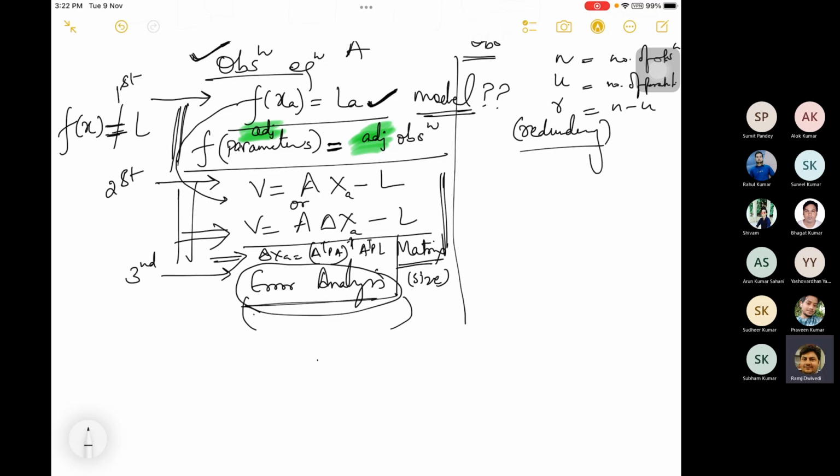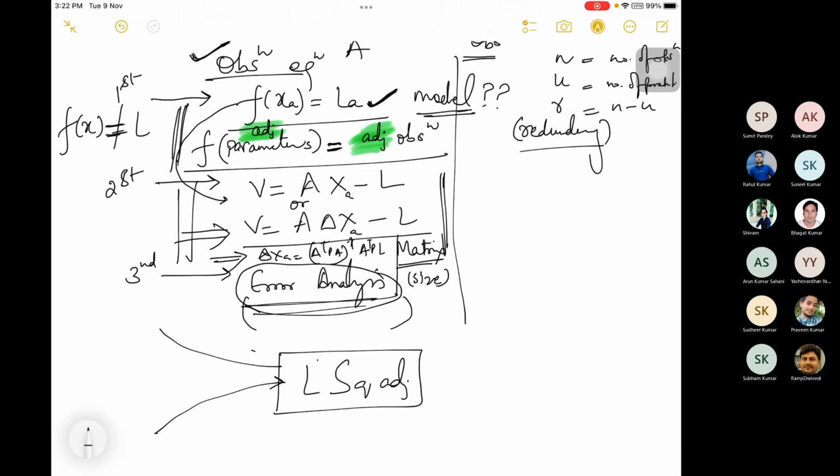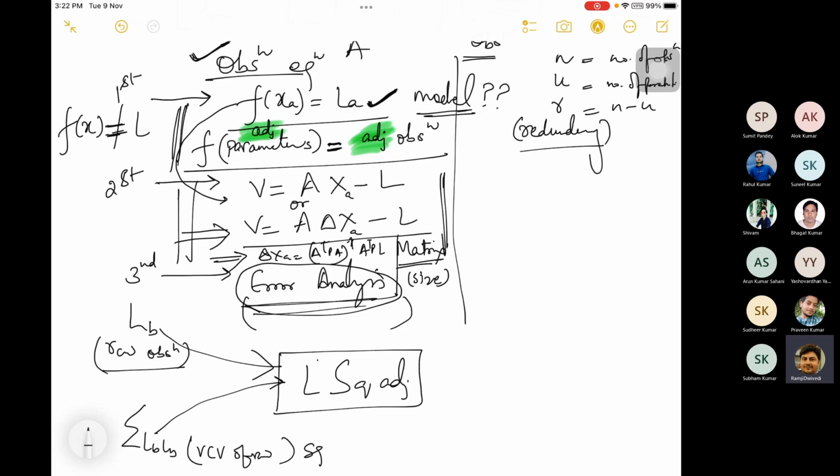What do you mean by error analysis? Because if you remember this black box of least square adjustment, what is the input? Input is LB and sigma LB. That means the raw observation is going to get in as input, as well as the variance covariance matrix of the raw observation, which is a square matrix. Again repeating, because many of you would say it is n cross 1. No, it is n cross n. Always remember, it is a square matrix and it is n cross n.